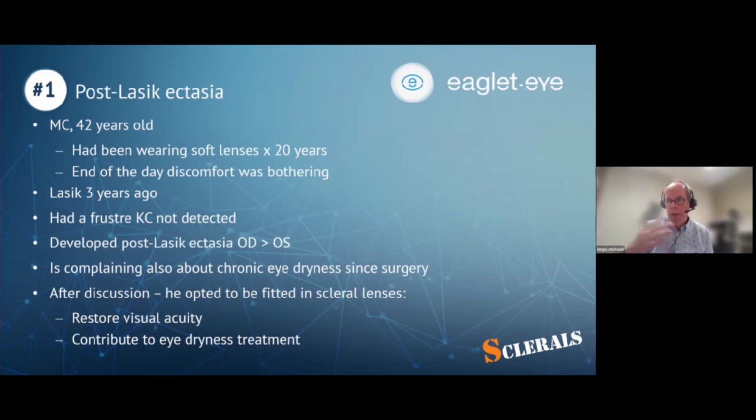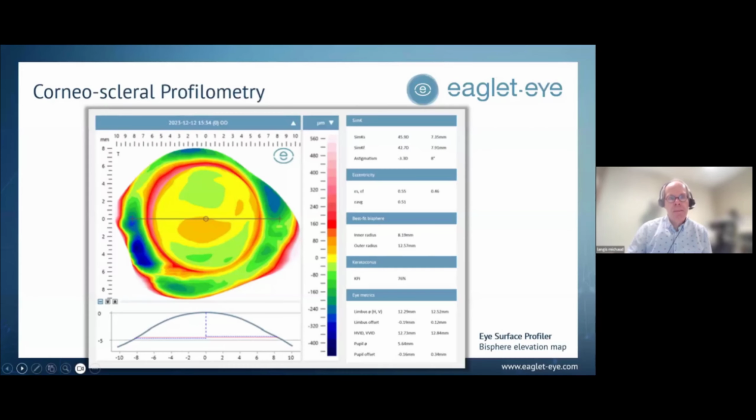After discussion about what options were offered to him in order to improve his condition, we decided to fit him in scleral lenses, not only to restore the visual acuity affected by the ectasia, but also to contribute in part to the treatment of his eye dryness. So here's the map we had from him.